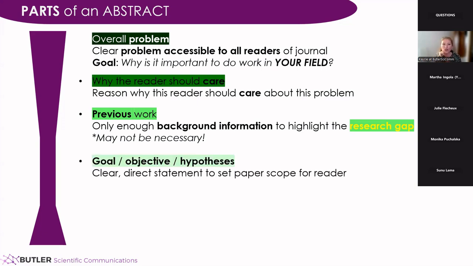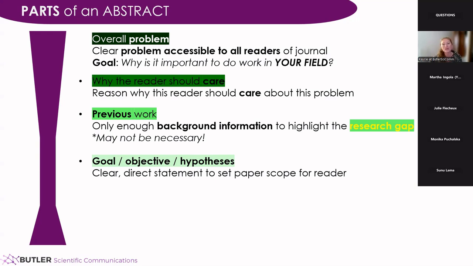Then, wrapping up our sections that resemble the introduction here, we're going to have a statement about the goal or objective or main hypothesis of this work. We want something that is clearly and directly worded, a one-sentence umbrella statement of what is coming in this paper that's going to help set the tone for the reader and show them the scope of your paper and what your study meant to address. So these are the 4 parts of our abstract that are going to resemble our introduction.